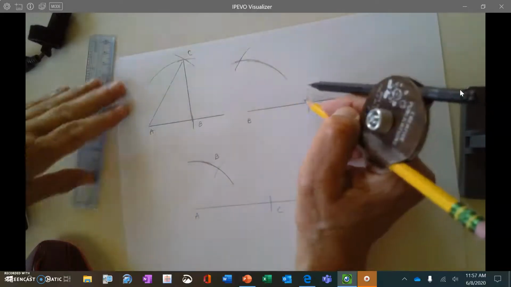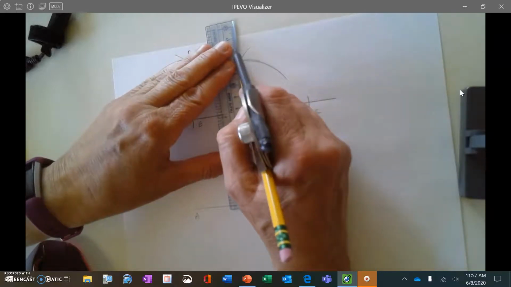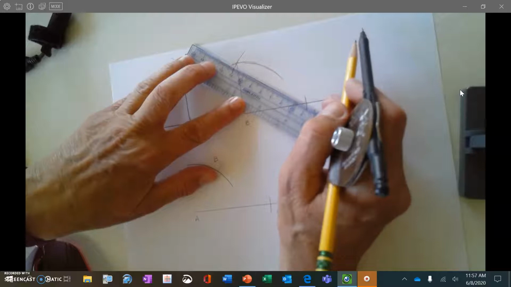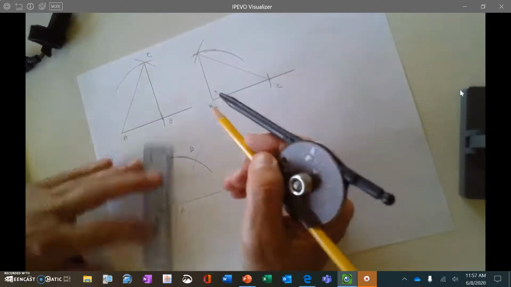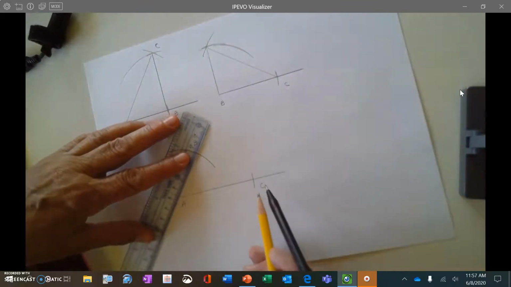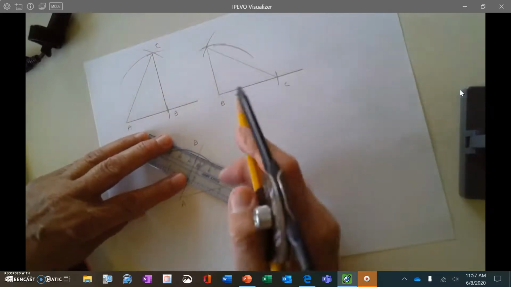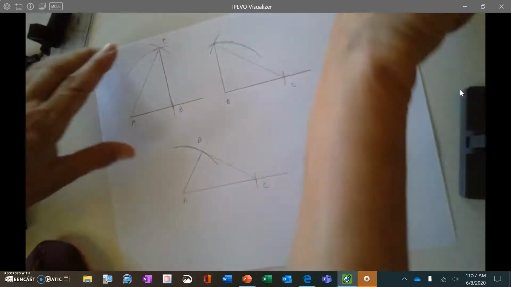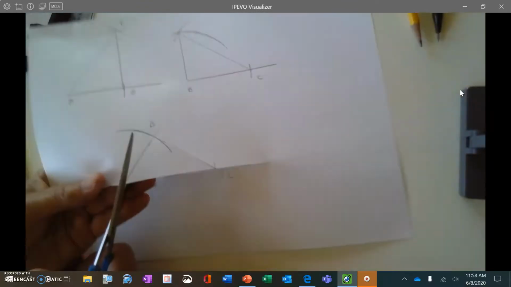Then over here I started with BC, and I went up to find the point A using those parts that they gave me. Here I started with AC. So now I have 3 triangles. I take a scissors and cut out the 3 triangles.